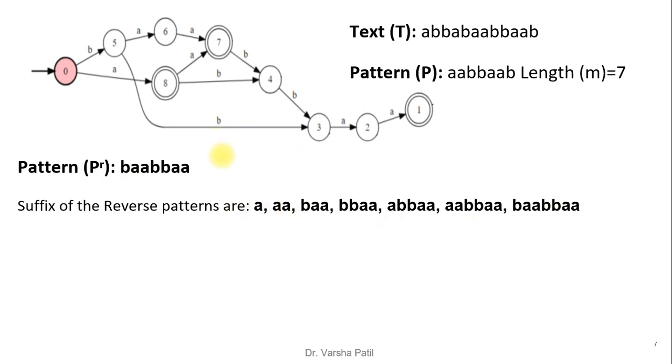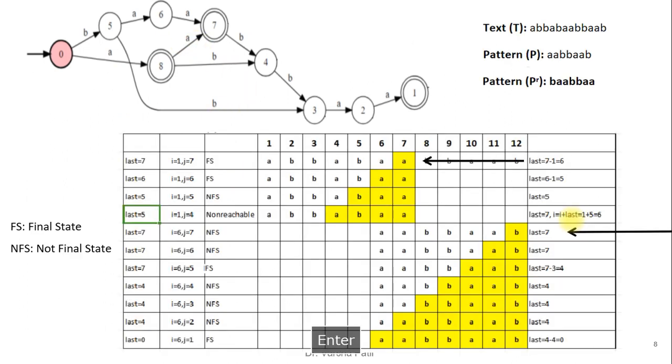This algorithm goes from right to left. Here we design the DFA in such a way that it accepts all these strings. For example, A accepting, AA accepting, BAA accepting. In this way, this DFA accepts all the suffixes of the reverse of the pattern. Now we see the working of the algorithm.